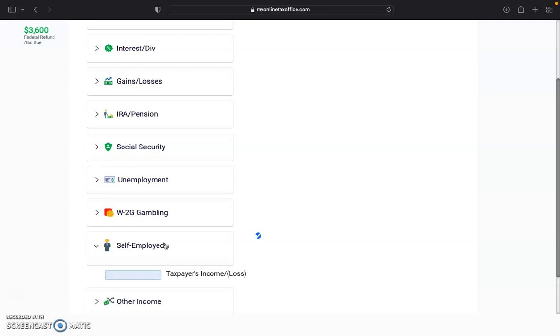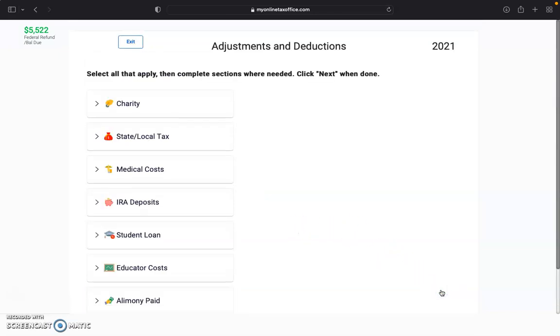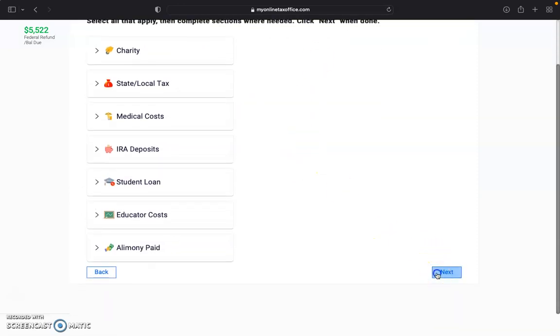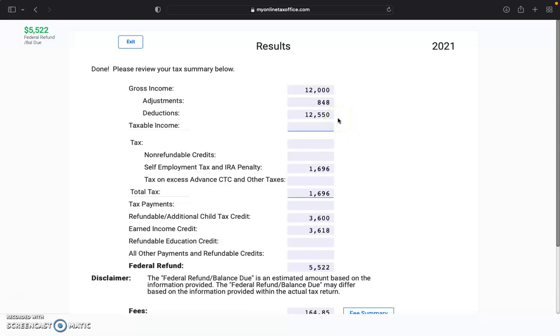You're going to deal with self-employment a whole lot. So for this estimate, let's just say someone was a barber and they came and told you that they made $12,000. We'll just keep this in. We're going to hit next. They had no charity, no adjustments and no deductions, and that's going to be a lot of your clients. Daycare pay, you're probably going to deal with this some. We'll deal with this on the next estimate, but no education, no tax payments. We're going to keep going. And boom, you're done with the estimate.